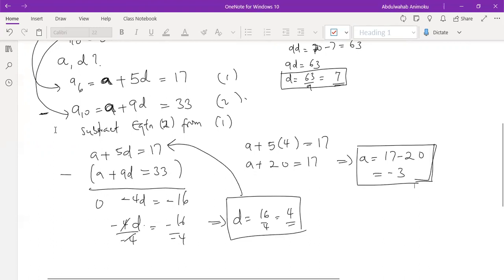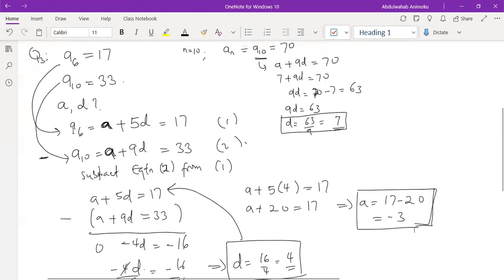So the trick to solving this problem is to write out whatever information you are given, write out the formula representing that information. We know that we have A6, write it in the form of A plus 5D. This is the trick to solving sequence and series problems: always go back to the formula and write whatever information you know in terms of those formulas.